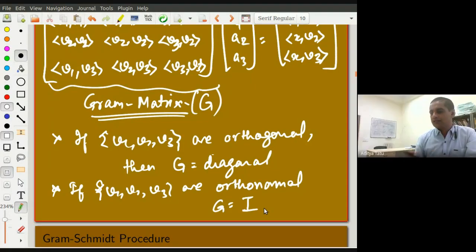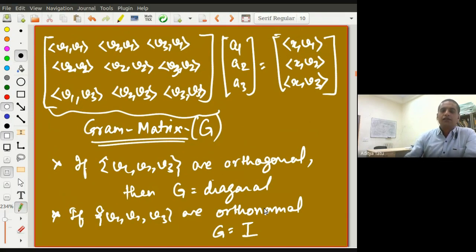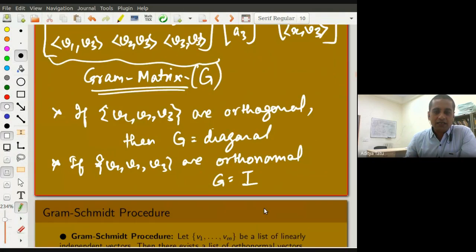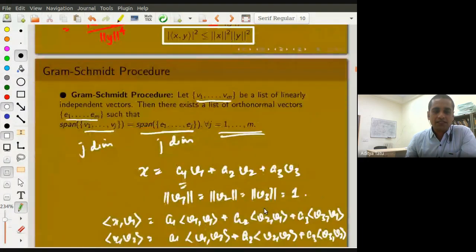So that is the most important reason, and possibly in abstract math terms, this is the only reason why we would prefer orthogonal or orthonormal vectors. To find the coefficients, it's very easy. If you don't have orthogonal vectors, then the Gram matrix will not be a diagonal matrix, and so you will have to spend computations in order to find these coefficients. I hope the importance is clear, and then we can discuss this process.